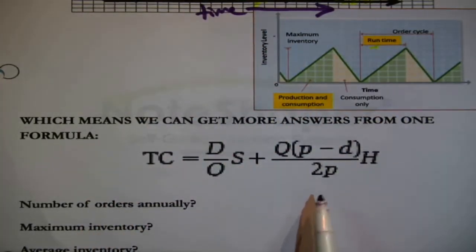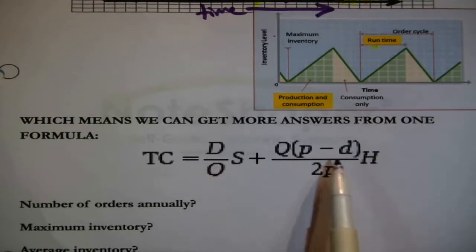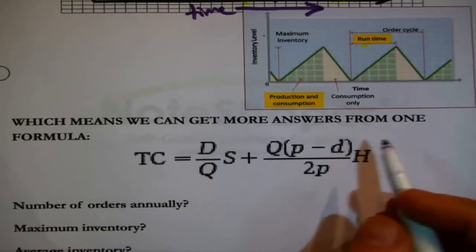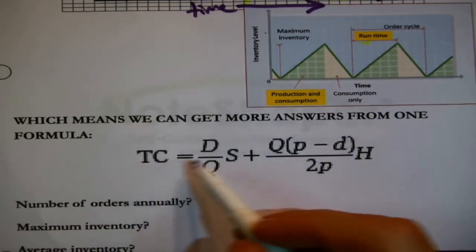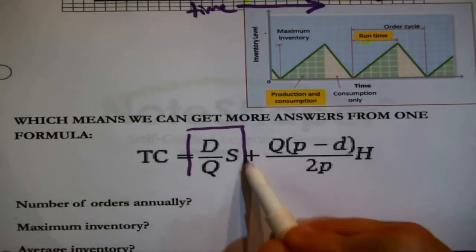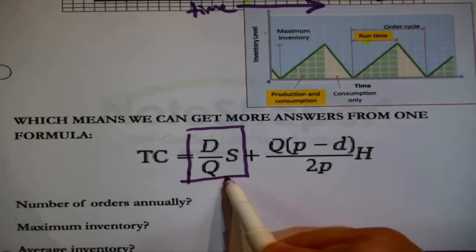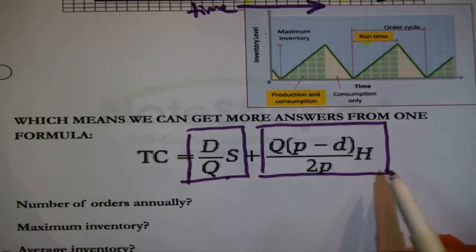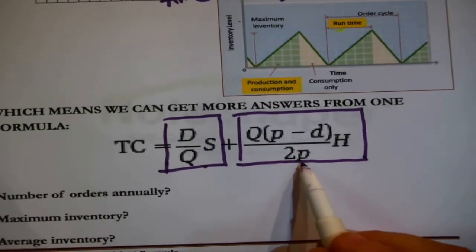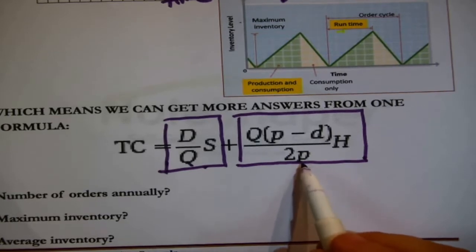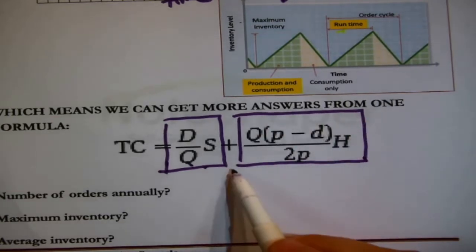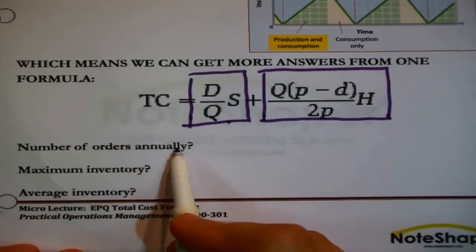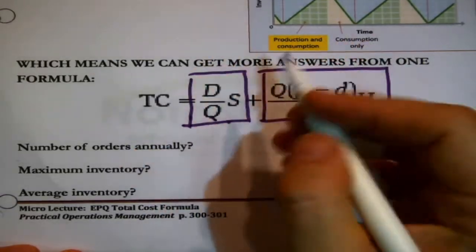Now, wait a minute. If I understand this, I could answer more questions about my policy using the same formula. This is the formula right here that we filled out for Q equal 50, right? We said the total cost is $130. This half of it is the setup costs annually. This half of it is the holding costs annually. So if somebody wants to know just what the inventory holding costs would be, you can report just that half of the formula.